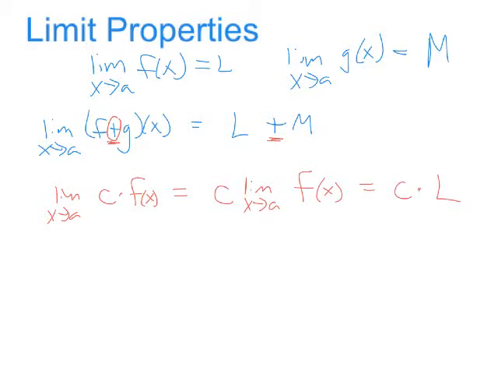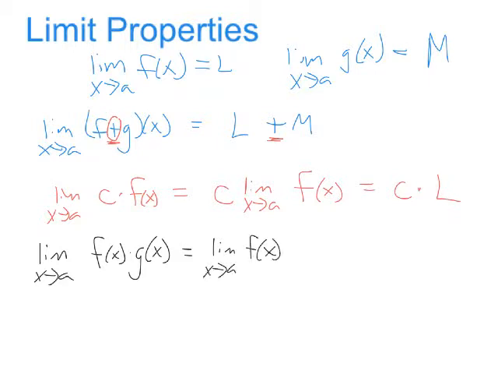We also have the multiplication one. So if we're trying to find the limit as x goes to a of f of x times g of x, we can split that into the limit as x goes to a of f of x times the limit as x goes to a of g of x. So in this case we would get a value of L times m.